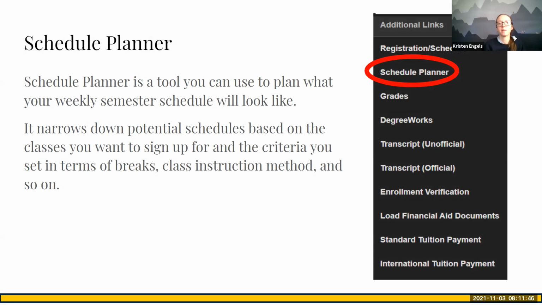The next tool we're going to talk about from the student portal page is Schedule Planner. Schedule Planner is a tool that you can use to plan what your weekly semester schedule will look like. It narrows down potential schedules based on the classes you want to sign up for and criteria that you input. What I mean by that is maybe you want a break between, like, 4 to 5 p.m. because you have to pick up your siblings from school. You can insert that information into Schedule Planner and it will make sure all the possible schedules it gives you don't interfere with that break that you set. So it's a very useful tool that we're about to dive into.